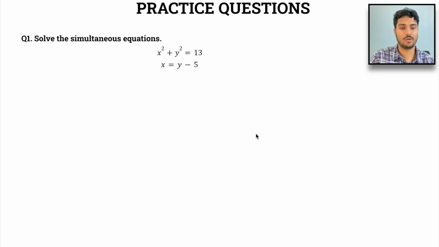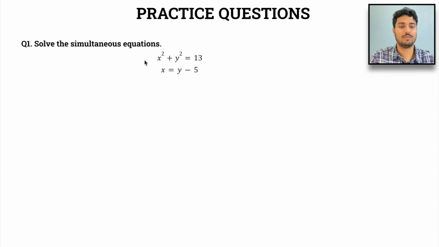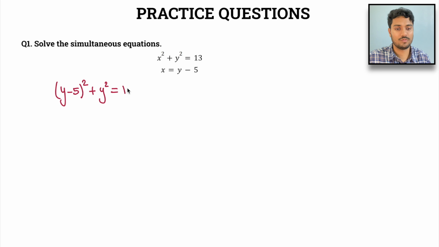Let's start with question number 1. It says, solve the simultaneous equations. We have x square plus y square equals 13 and x equals y minus 5. In this case, we are going to use the substitution method. We already have the value of x. Let's substitute the value of x from the second equation into the first equation, and we can write it as y minus 5 the whole square plus y square equals 13.